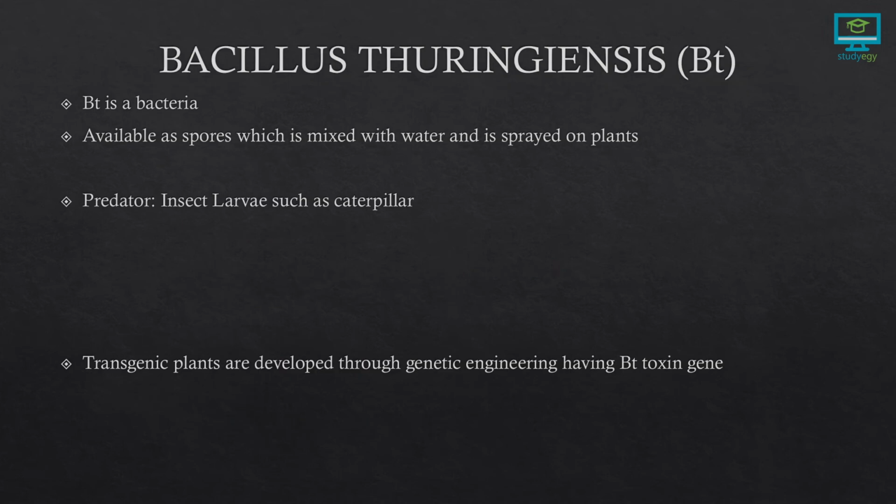Now let's learn about Bt in detail. Bt is a type of bacteria. These bacteria are available as spores which are mixed with water and then sprayed on the plants. The target is insect larvae such as caterpillars. When the caterpillar feeds on the Bt spores, the spores go to its gut, where a certain type of toxin is released and causes lysis in the gut, that is cell death, leading to the ultimate death of the caterpillar. We'll learn about Bt crops in detail in the chapter on biotechnology.